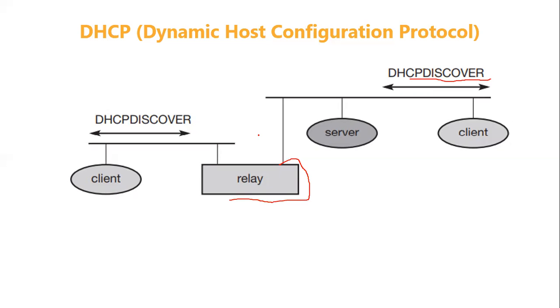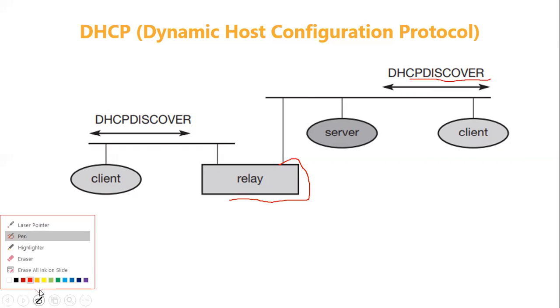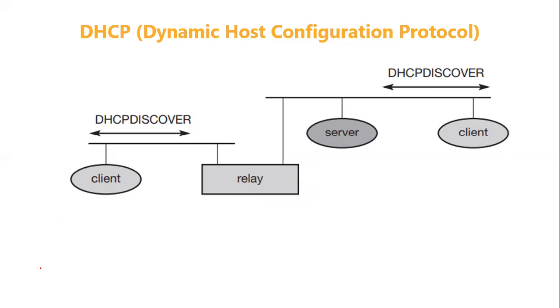Once the server receives the DHCP discover message, it will respond with another message called DHCP offer. This is how the client will identify the DHCP server and then connect with it. The DHCP server is the one which provides all the information, like the address of the DNS server, default router, subnet mask, domain name, and IP address.